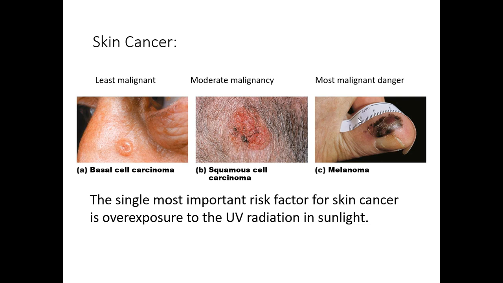Next, we're going to look at some types of skin cancer. I'm not going to go into a whole lot of detail, just to identify them. So you have basal carcinoma, squamous carcinoma, and melanoma. Basal carcinoma is the least malignant. It's usually present only in the location of the skin where it's located.